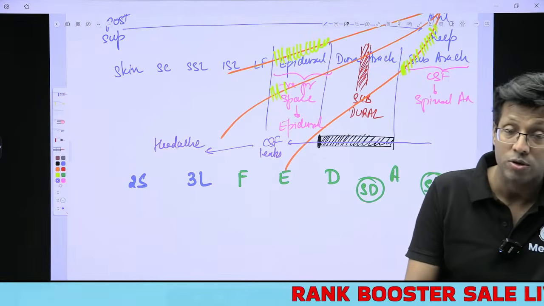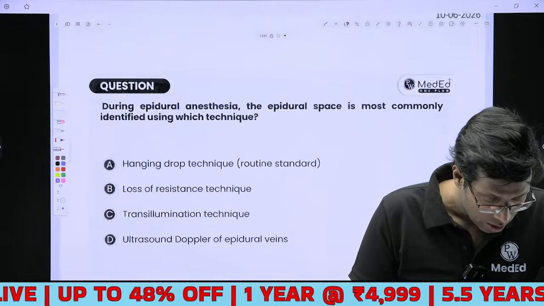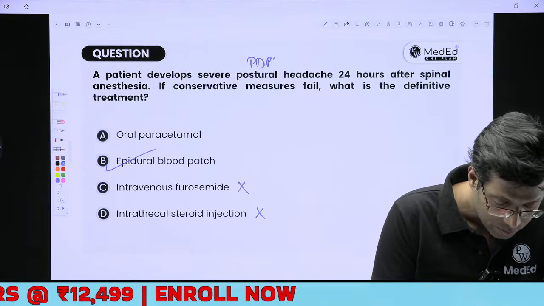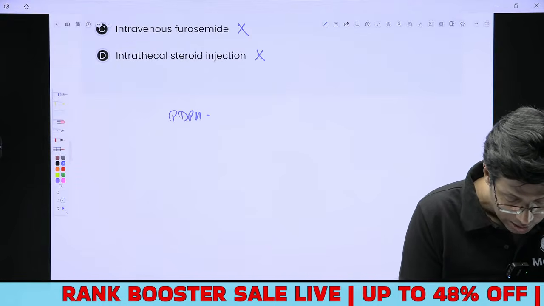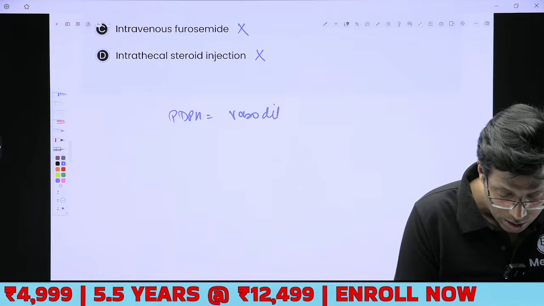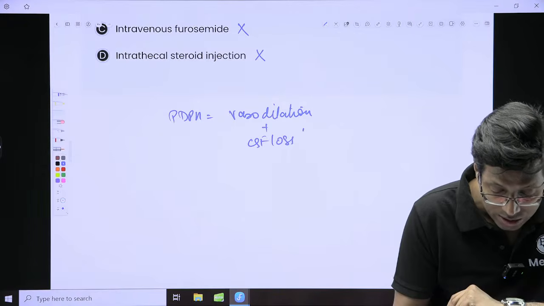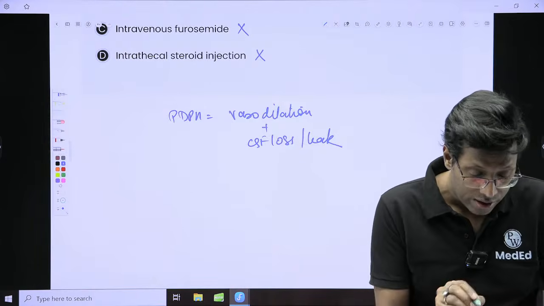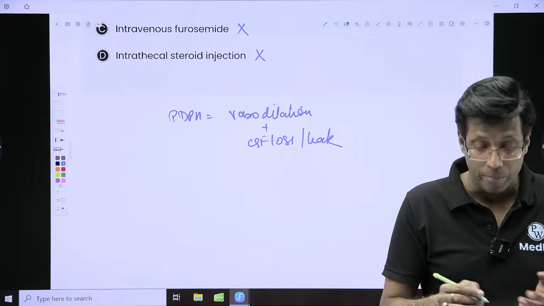Apart from that, there is vasodilation also. So the reason for post-dural puncture headache, PDPH, is the vasodilation plus the CSF loss or the CSF leak which has taken place. Now, because of vasodilation, you can give cerebral vasoconstrictors, and for CSF loss, you're just trying to compensate for it.